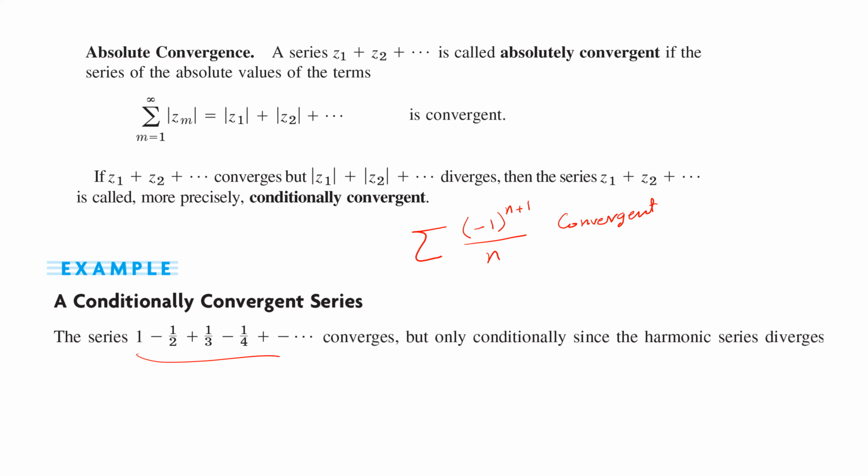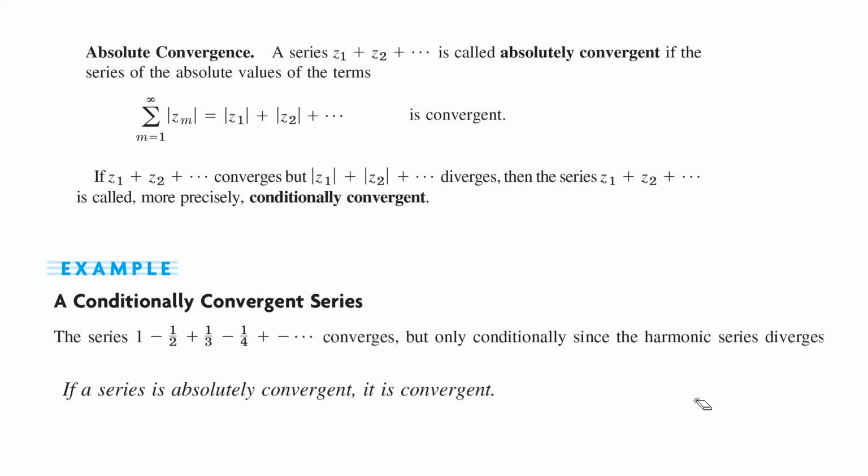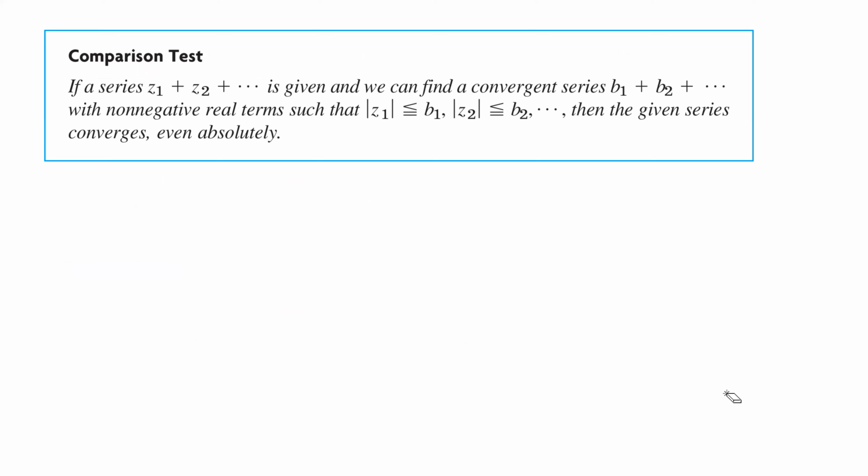But it is not absolutely convergent because the absolute value of these become all positive, becomes the harmonic series, and that is divergent. All right. So sometimes we have conditionally convergent series. If the series is absolutely convergent, it is convergent. And we have comparison tests that you can use to decide whether a series is convergent or not.